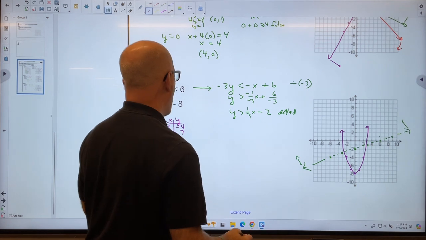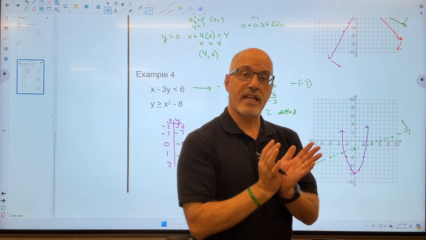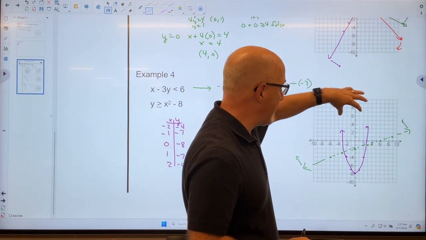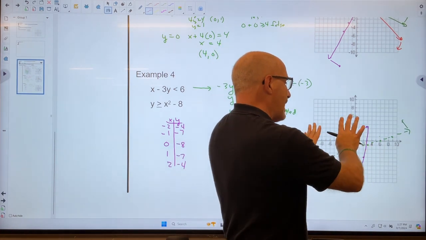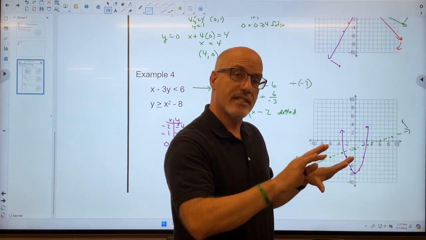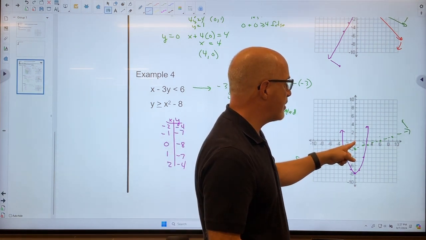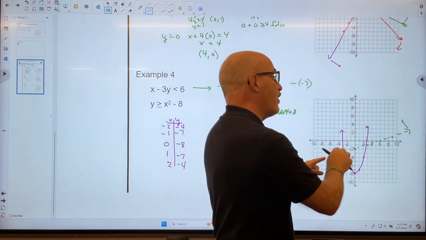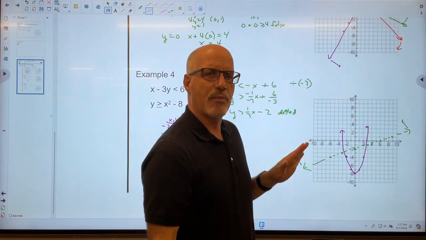And now, where do I shade? When you have a parabola like this or a V like an absolute value, your decision is: is it going to be inside the parabola, which is kind of above it, or is it outside the parabola, which is essentially below it? So you have to test. If I test (0, 0), that gives me the region inside of it. And if it's false, I would do the region outside, which would be everything outside of that parabola.